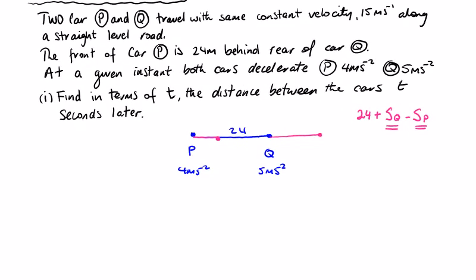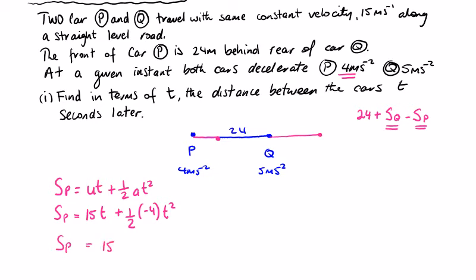So we know we're going to use the formula: distance S of Q, S of P, is equal to UT plus a half AT squared. So my variables for P: it's traveling at 15, so 15T plus a half by my deceleration for P, which is 4. So that's going to be a minus 4, it's decelerating, by T squared. So that's the distance for P. So just simplify that to 15T, and that's going to be minus 2T squared.